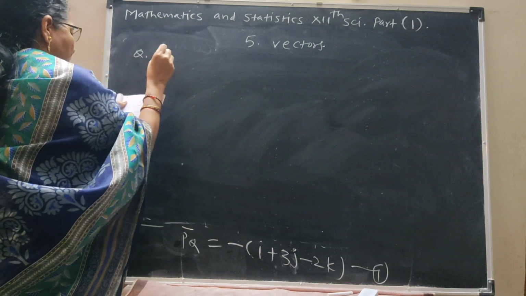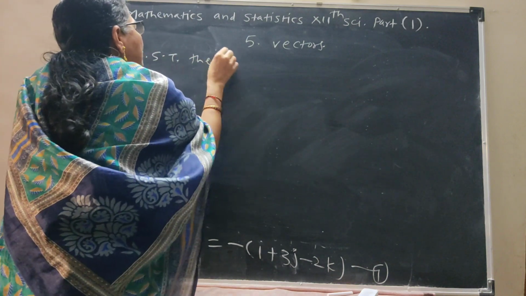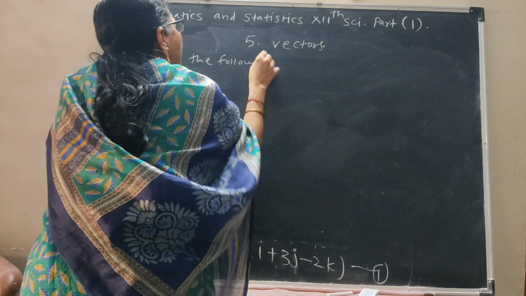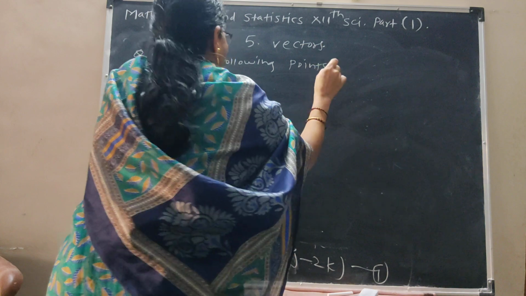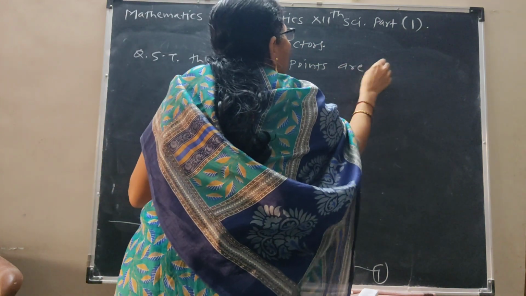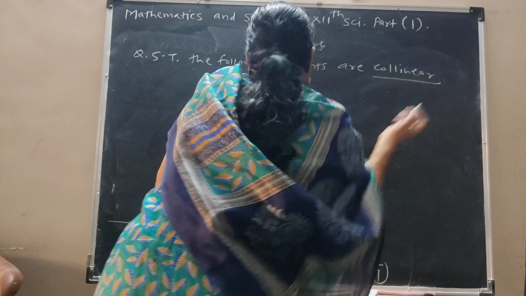Show that the following points are collinear. This is an important question.